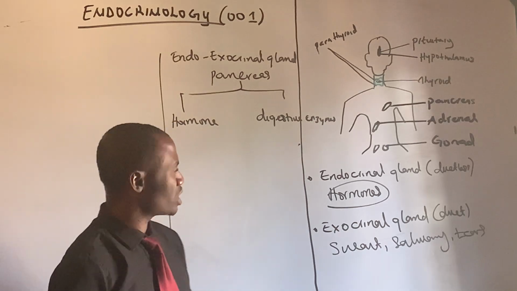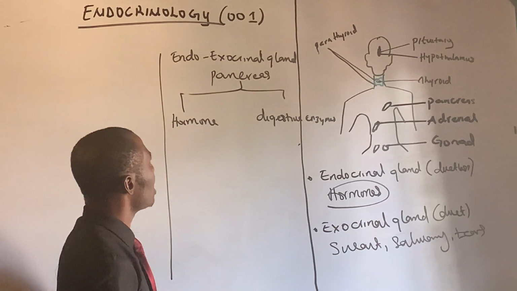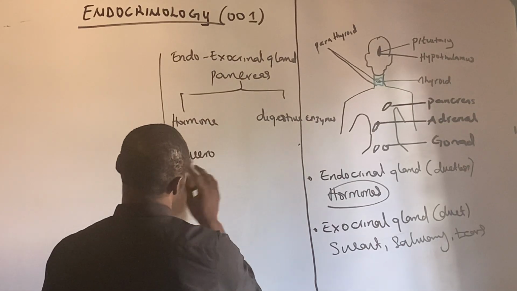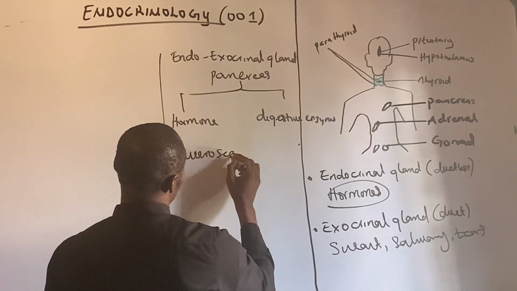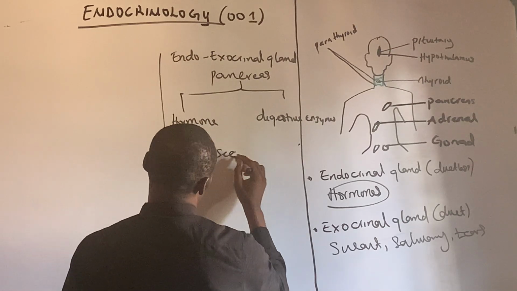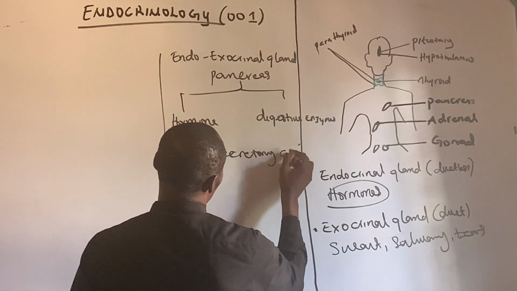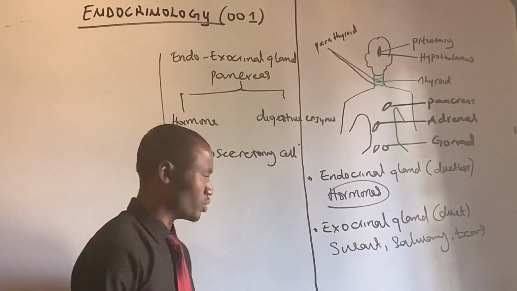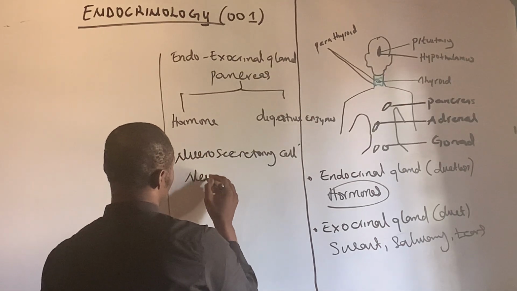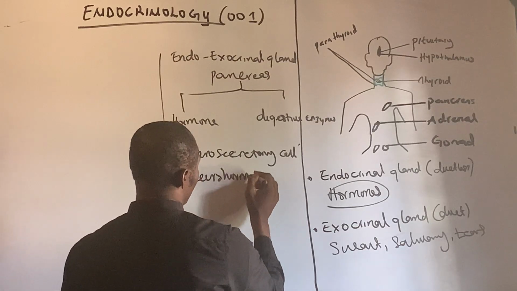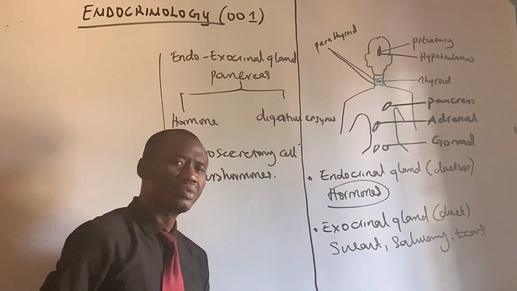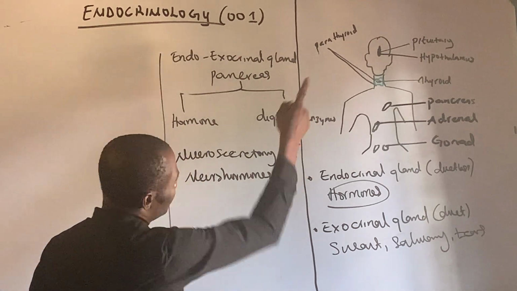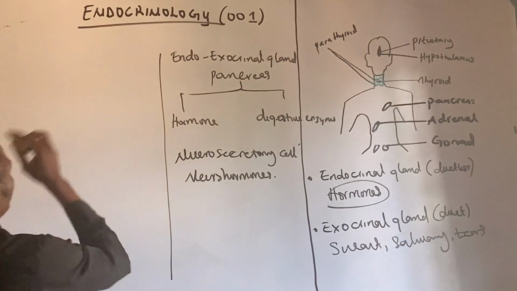The next thing to note is that we have the neurosecretory cells that secrete the neurohormones. And neurohormones are also a very important substance. Anyway, now let's get back to the pituitary gland. Let me start from over here.